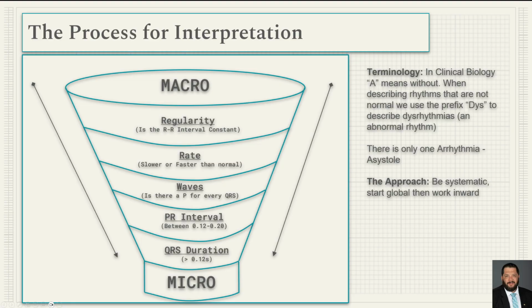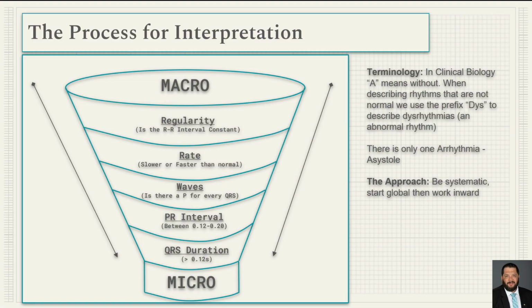The process we're going to use is a stepwise, algorithmic type process for interpretation, especially as you're learning in the beginning. If you move through this process and follow these steps, it will help you interpret the rhythms systematically and avoid the memorization trap of just saying, this looks like a sinus rhythm. This process has 5 steps. First, we're going to look at the regularity of the rhythm and the rate of the rhythm. Then we're going to look at the waves for the rhythm, the PR interval, and the QRS duration.